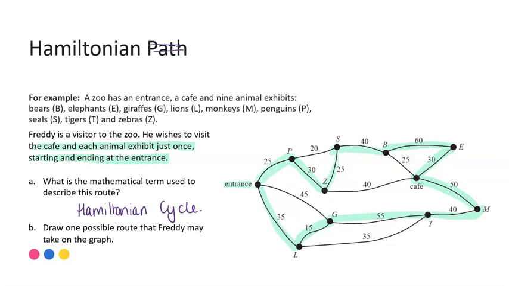So there I've visited every vertex. I didn't have to lift my pen to get there. And I started and finished at the beginning. So again, this has asked us to draw on the graph. If we had to list, we could just simply say the entrance, lions, giraffes, tigers, monkeys, the cafe, elephants, bears, seals, zebras, penguins, and back to the entrance again.